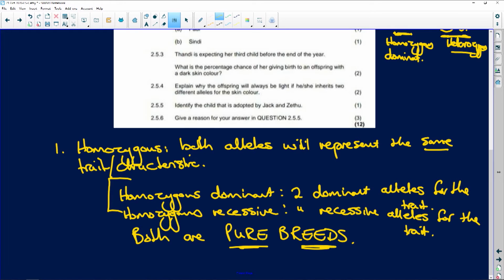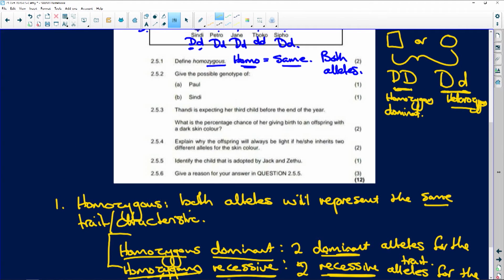Don't think that because something is recessive, it's not pure, and only dominant is pure. Dominant is pure and recessive is pure, as long as they are homozygous. So we talk about homozygous dominant, 2 dominant alleles, homozygous recessive, 2 recessive alleles for the same trait. Okay, so we've done that. But remember, homo means the same, and zygous, both alleles. So they're pure breeding.